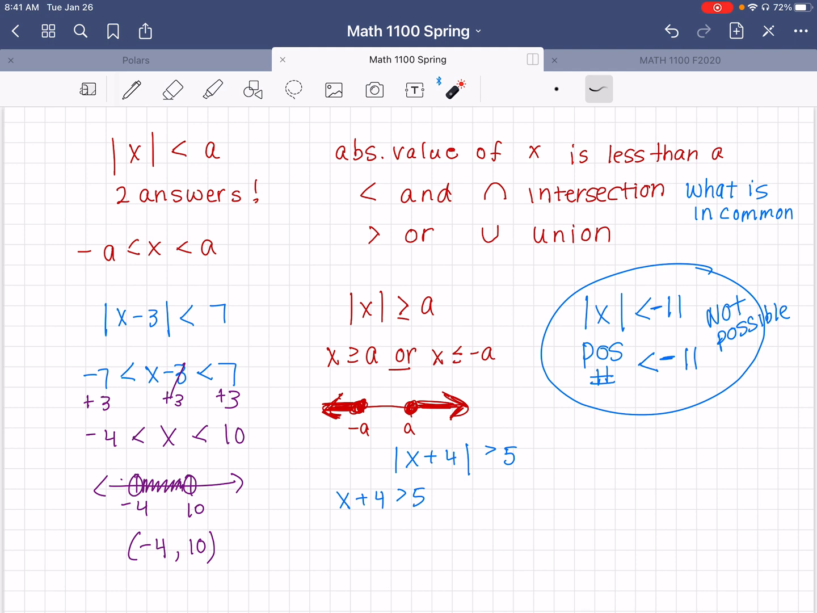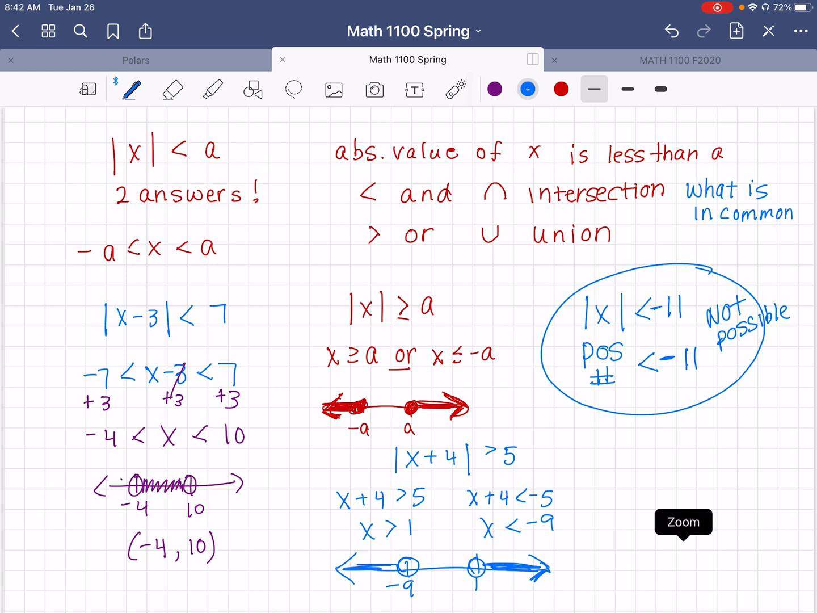So then I would have x plus 4 is less than negative 5. I change the symbol, I change the sign. I solve, I'm going to subtract 4, and I get 1. Subtract 4, and I get negative 9. So negative 9 is on the left, 1 is on the right. I did an open circle, x is greater than 1, and this is x is less than negative 9.